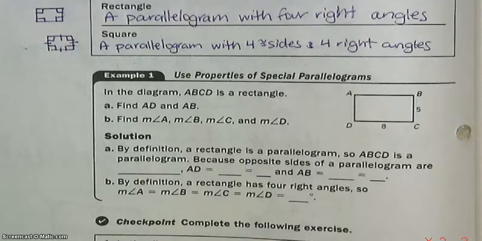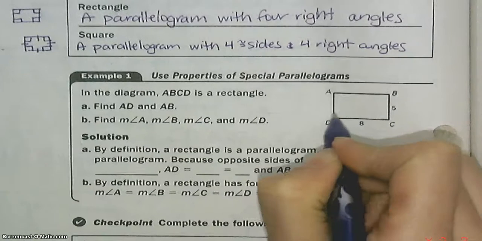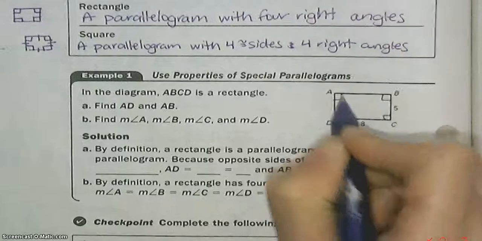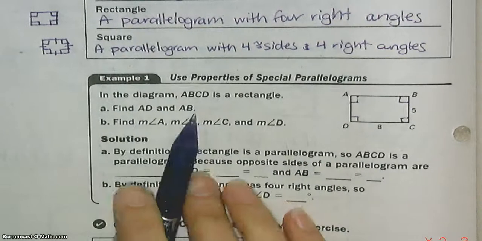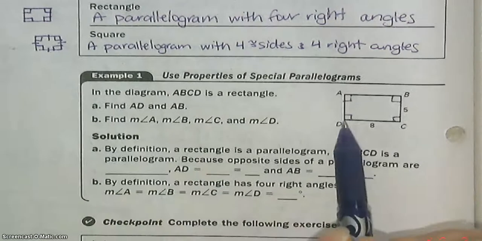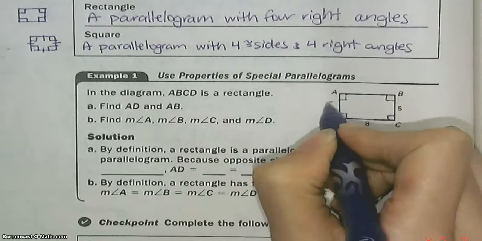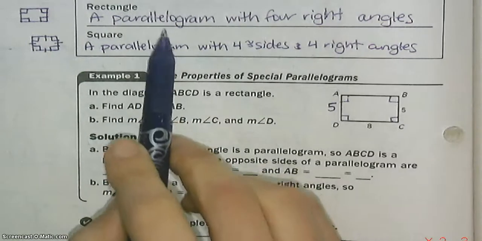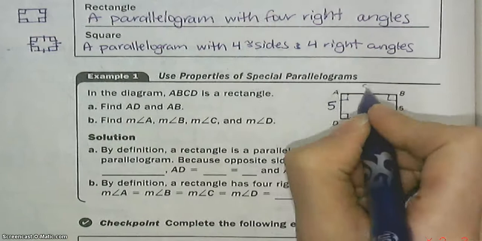In the diagram, ABCD is a rectangle. So right away, since I know it's a rectangle, I know that means 4 right angles. So I'm going to put that in my picture. Find AD and AB. Well, I know that the opposite sides are equal. That's a characteristic from parallelogram that rectangle gets, since a rectangle is a parallelogram. So AD is 5 and AB is 8.